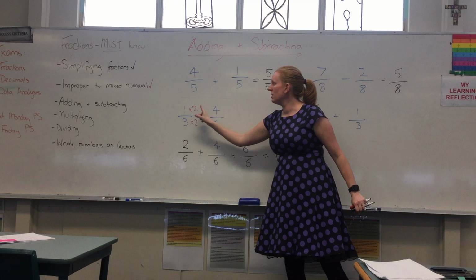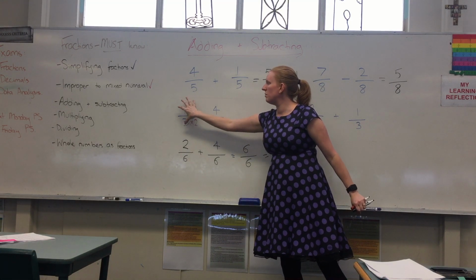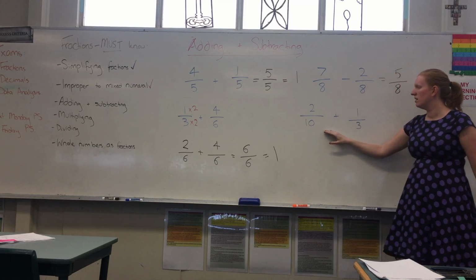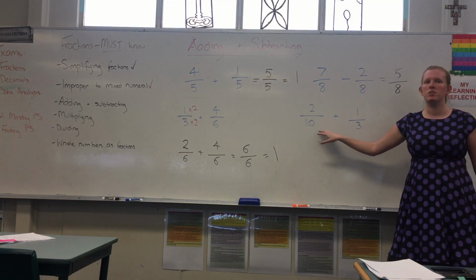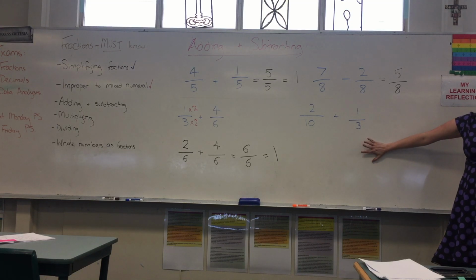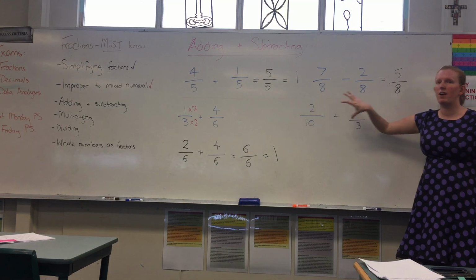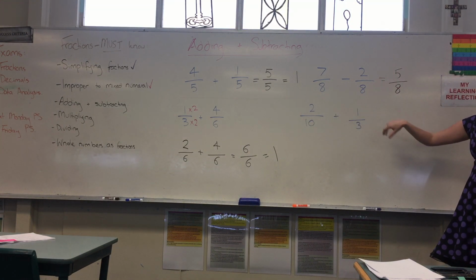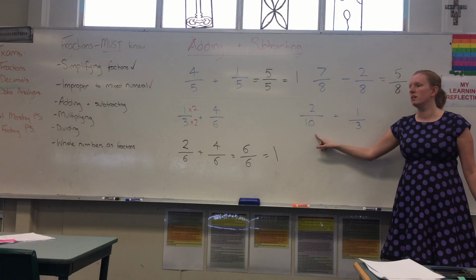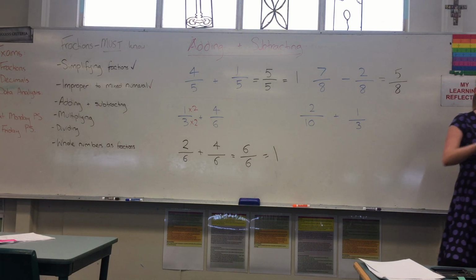This one, I only had to double one of my fractions. The other one stayed the same. Here, I can't do that. I'm going to have to change both denominators. Here I'm going to have to change both fractions to make them fit into something else. So what number can 3 and 10 fit into? 30.